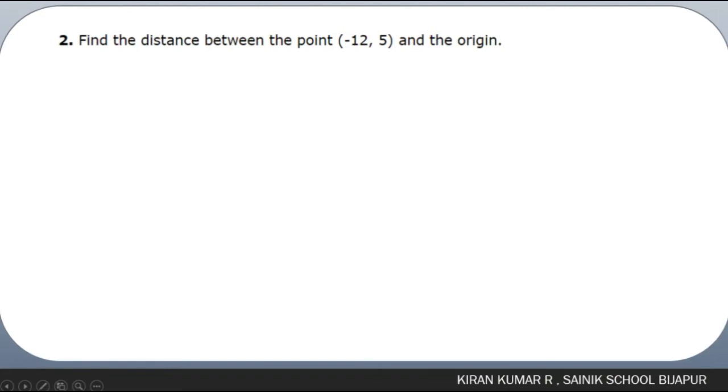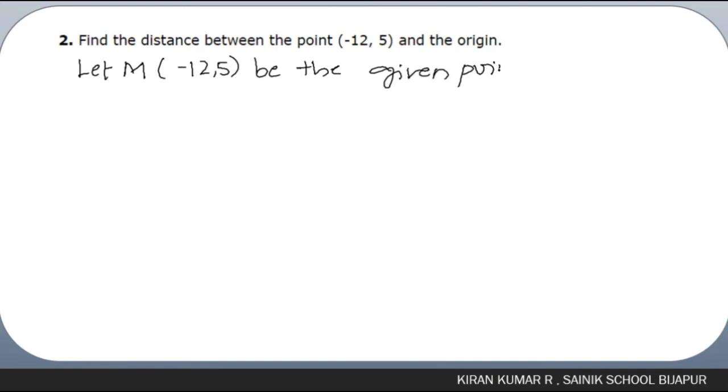Second question related to the distance from the origin. Find the distance of the point (minus 12, 5) from the origin. As we have done earlier, let M be the given point (minus 12, 5) and O (0, 0) be the origin.